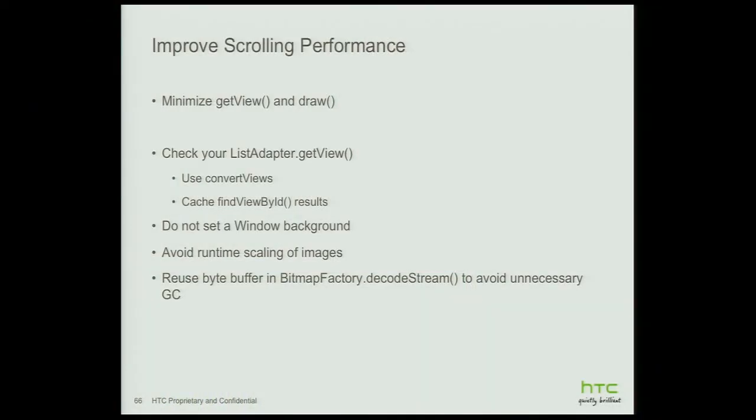All right. If you have a huge list view with lots of data, and each list item requires a lot of work to render, you'll run into scrolling performance issues. So what you want to do to improve scrolling performance is minimize both the getView method in your list adapter and also the draw method of your views. First and foremost, you want to check that you use convert views and avoid findViewById in your getView method calls.